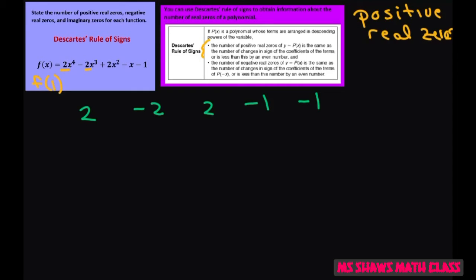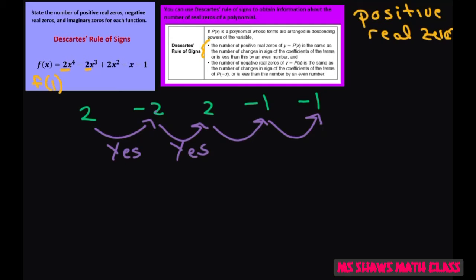Now, what we're going to do is look at where the sign changes. So from 2 to negative 2, it changes from positive to negative. It also changes from negative 2 to 2. Also changes from 2 to negative 1. But here the sign does not change. So we have 3. All right.